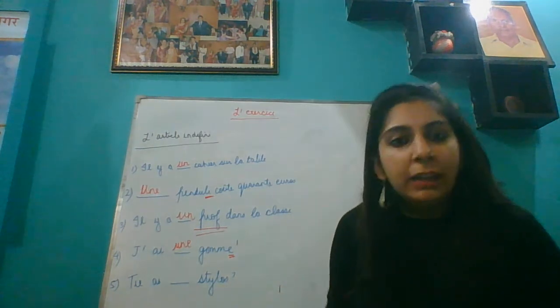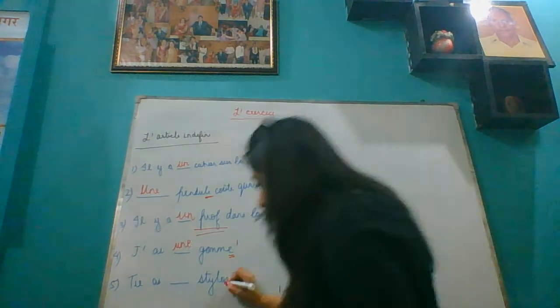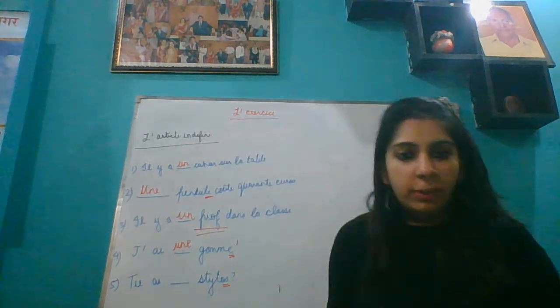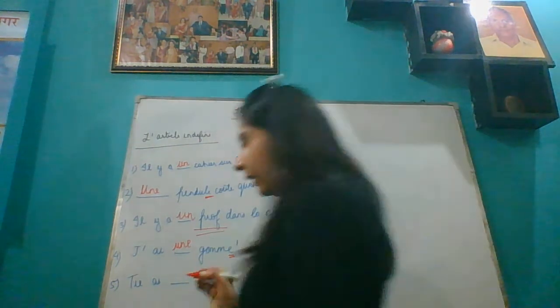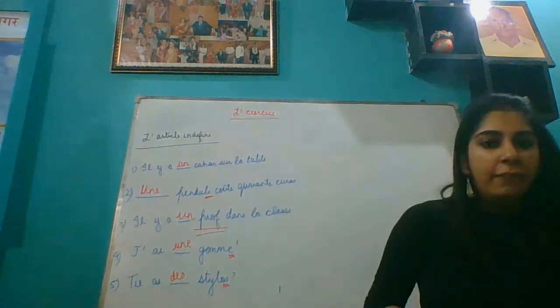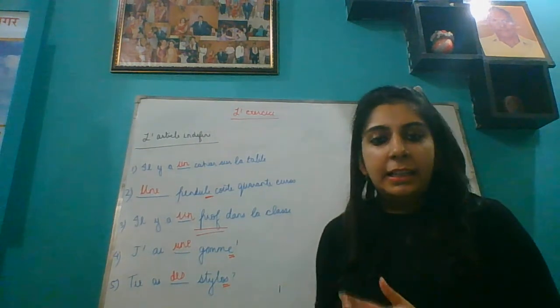Then last we have tu as dash stylos. You have dash stylos. So stylos is ending with S, which means the noun is plural. So for the plural the indefinite article is des. Tu as des stylos. You have some pens. So this was the revision for articles indéfinis.